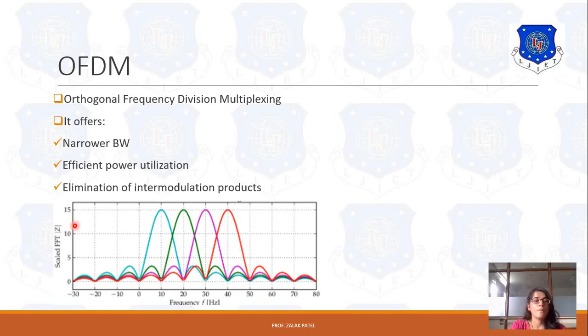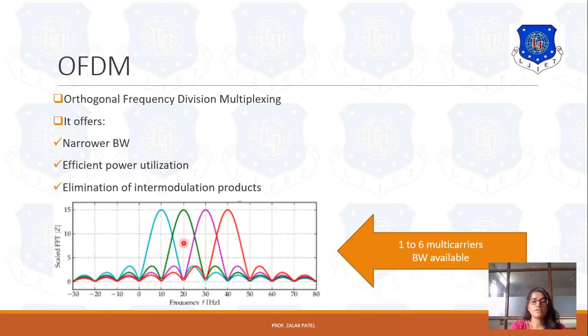This is orthogonal frequency division multiplexing with multi-carrier bandwidth. It is transmitted like this. You can see one band over another band. So here 4 bands are shown, but OFDM can offer a maximum of 1 to 6 multi-carrier bandwidths.